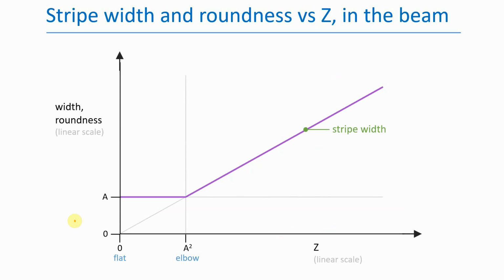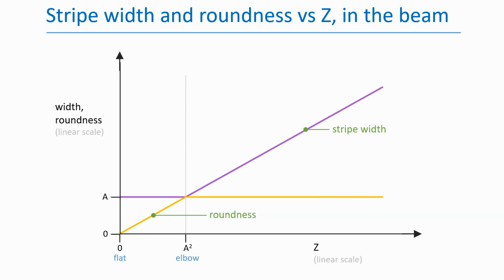This is a plot of the stripe width versus distance. Note that we're putting z on the horizontal axis, whereas previously we had always drawn z going vertically. This plot shows that as the beam propagates from the flat, the stripe width remains constant up to the elbow. Then it begins to grow linearly in proportion to distance. The roundness starts at 0 and then rises in proportion to distance. When it reaches the elbow, it's equal to the stripe width. Then it remains constant from that point onward.